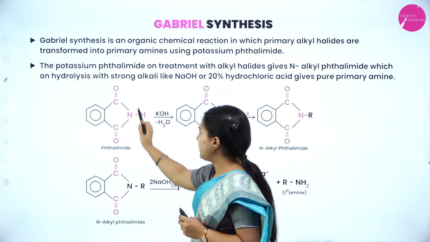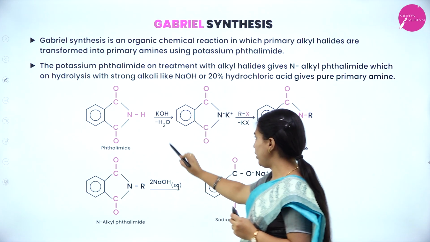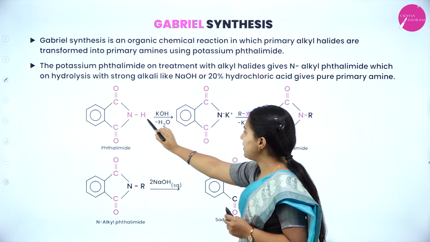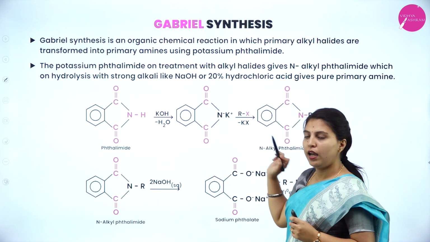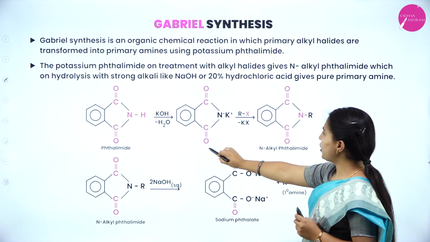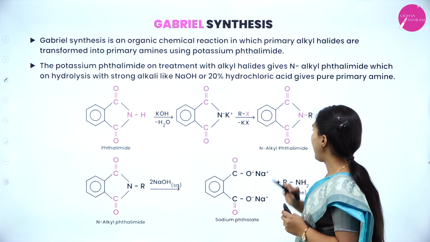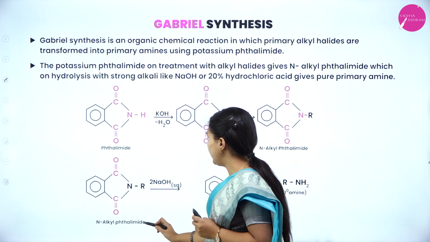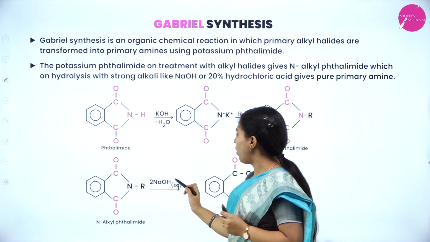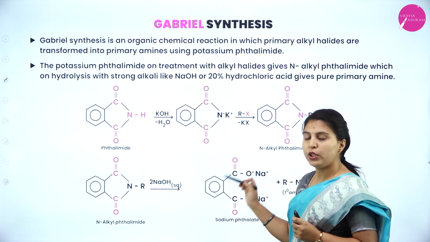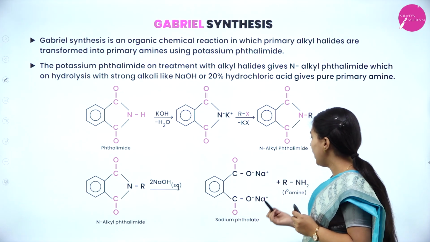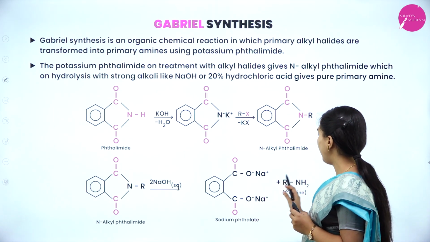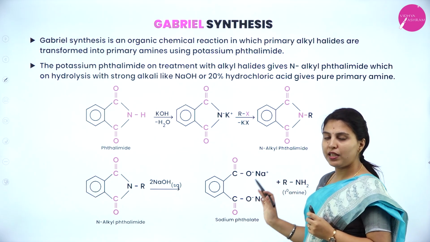Okay, phthalimide, this is phthalimide structure. Reacting with potassium hydroxide, it will form potassium phthalimide. Okay, see here, by replacing H, potassium will be added and later that potassium phthalimide with the treatment of alkyl halide, it will form N-alkyl phthalimide. That N-alkyl phthalimide with the treatment of strong base called sodium hydroxide or 20% hydrochloric acid, it will form sodium phthalate and primary amine. This is salt and this is primary amine. This is very much important reaction.